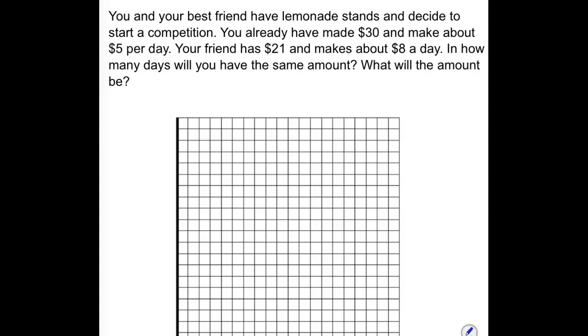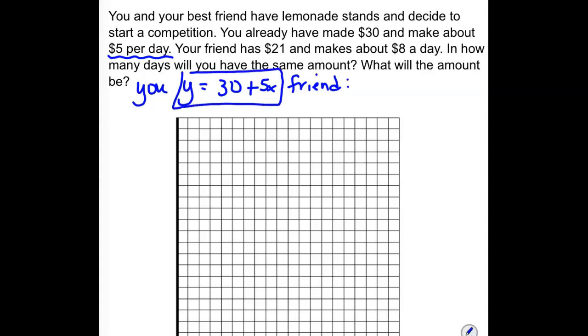All right, so let's look at how we could write an equation for us. So we have you and we have the friend. I'm going to run out of space here, so let's put it over here. All right, so for you, your total amount is starting with $30, and then we are gaining $5 every day. Okay, so that's my equation for me.